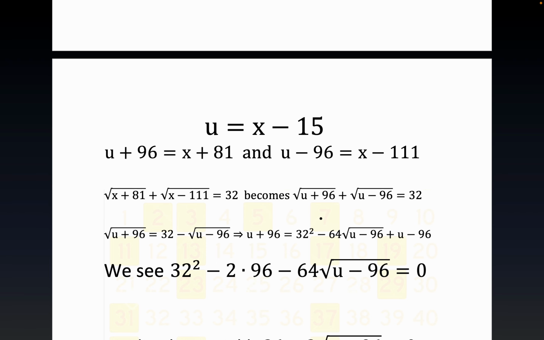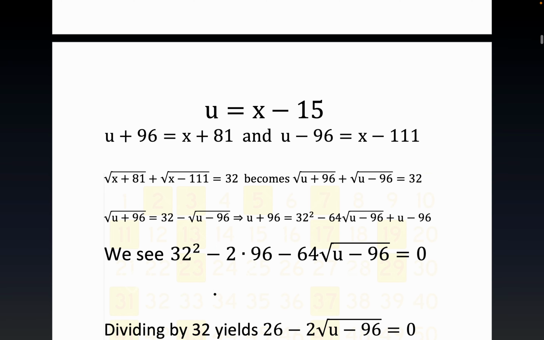Then normal sorts of things happen right here. We bring one to the other side and square away. I chose to isolate the square root of u plus 96. When you square both sides, you end up with all this stuff here, and you can verify that I didn't make any mistakes. Now notice that due to the symmetry, the u's cancel. You see how the u's go away? So we get this nice circumstance right here.